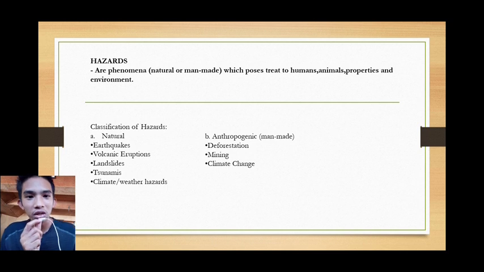There are two classifications of hazards: natural and anthropogenic or man-made. The natural hazards are such as earthquakes, volcanic eruptions, landslides, tsunamis, and climate or weather hazards. And anthropogenic or man-made hazards are deforestation, mining, and climate change.